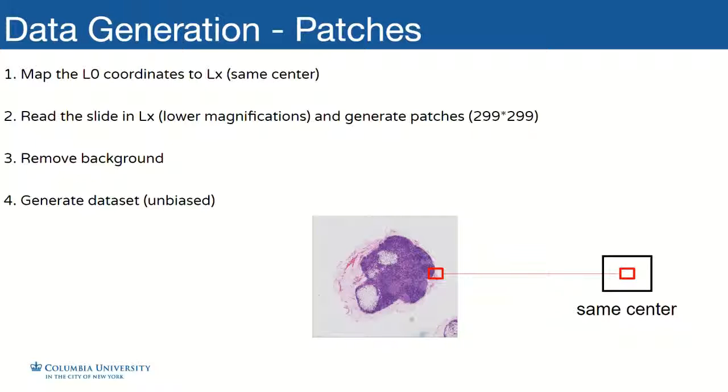Then we generate the image patches. We first map the L0 coordinates to Lx, which is a lower magnification. We ensure that these coordinates correspond to exactly the same center. Then we read the slide in Lx and generate patches of size 299 times 299, remove the background, then generate the unbiased dataset by randomly choosing tumor or normal patches.